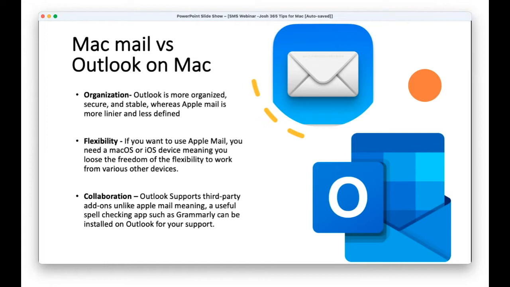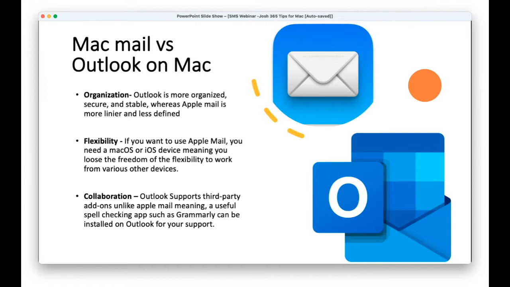So one of the first things I look at is organization. Outlook is more organized, secure and stable, whereas for me, Apple Mail is more linear and less defined. With Outlook, you have the ability on the right-hand side to see your layout view for your calendar and upcoming meetings. And on the left-hand side, you can pin your important mail at the top. So for example, if you're getting a lot of mailing list things coming through and you want to pick out what your boss has sent you, which is maybe an important project, you can pin that right at the top and make sure that you're not ignoring that one.